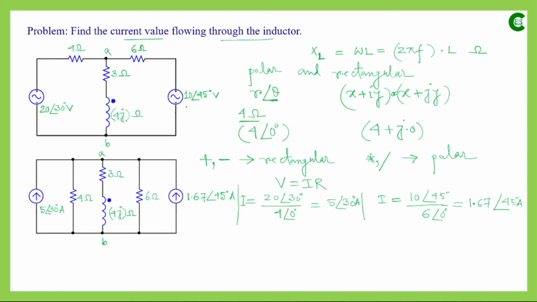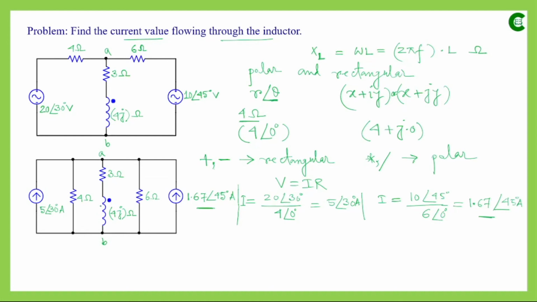And on the other side, this 10 angle 45 volt voltage source will now be converted into a current source having this value, and that's what is written here, 1.67 angle 45 degree. This is represented in polar form. And this 6 ohm resistor, which was initially connected in series with that voltage source, will this time be connected in parallel with this current source, and the branch in the middle will be connected as it was in the original circuit between these two terminals A, B.